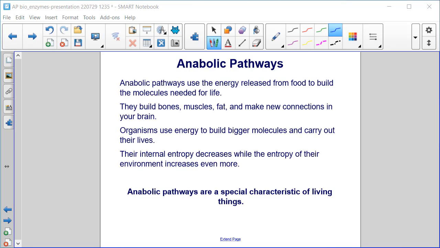Anabolic pathways use the energy released from food to build the molecules needed for life. They build bones, muscles, fat, and make new connections in your brain. Organisms use energy to build bigger molecules and carry out their lives. Their internal entropy decreases while the entropy of their environment increases even more. Anabolic pathways are a special characteristic of living things.